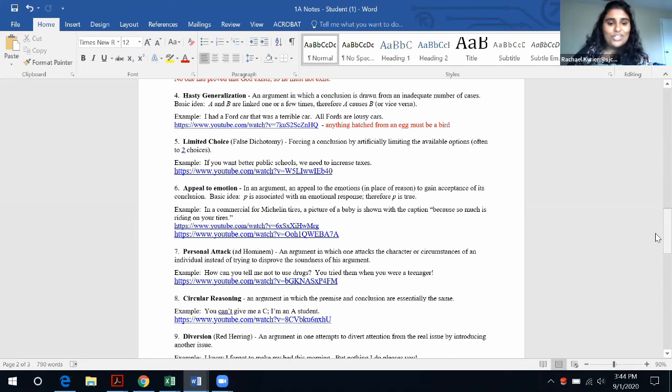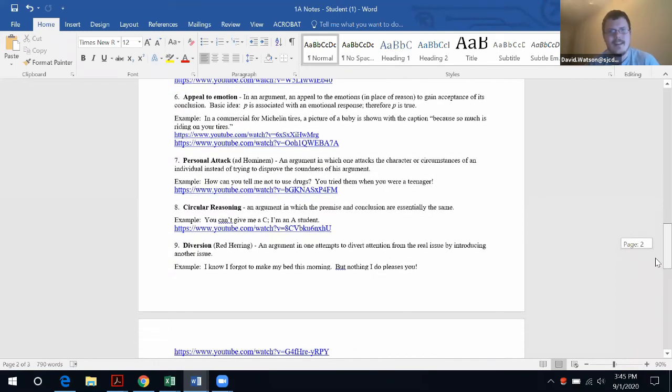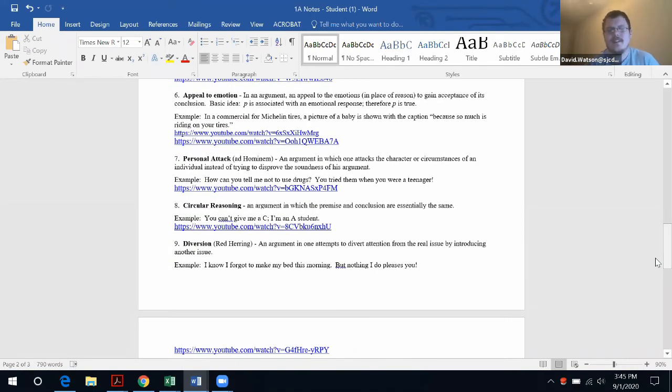All right. Circular reasoning, an argument in which the premise and conclusion are essentially the same. You can't give me a C because I'm an A student. The circular reasoning part comes because if you're an A student, then you wouldn't be getting a C. If you're getting a C, it means you're not an A student. So they kind of contradict each other. That's where the circular reasoning comes in. All right, do you want to say the last two?